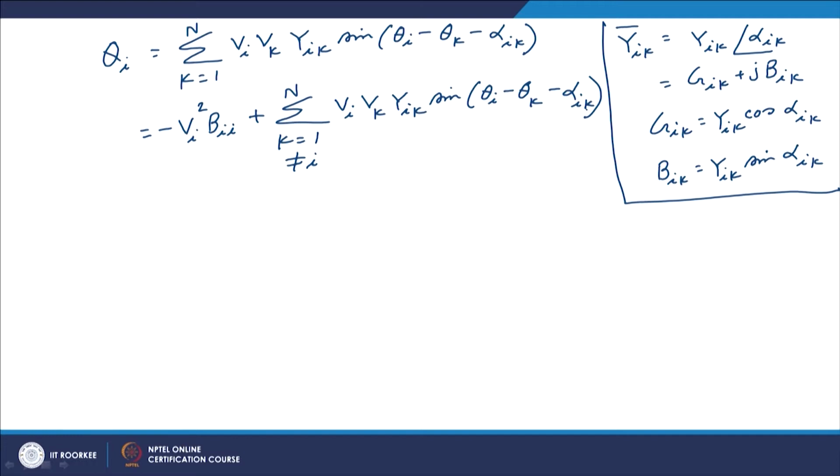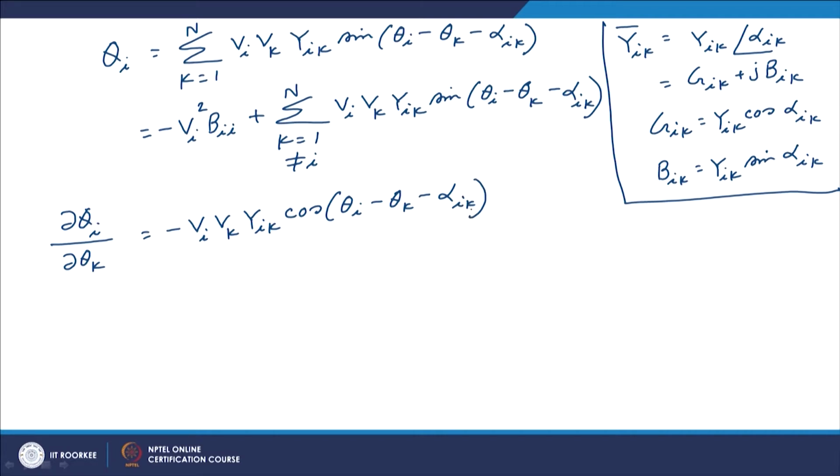Now we have to find the first non-self terms, del Qi by del theta k. Please kindly remember k is not equal to i here. So the partial derivative of the first term would be 0. Sine derivative is cos, and it has a minus, so it would be minus Vi Vk Yik cos(theta i minus theta k minus alpha ik).